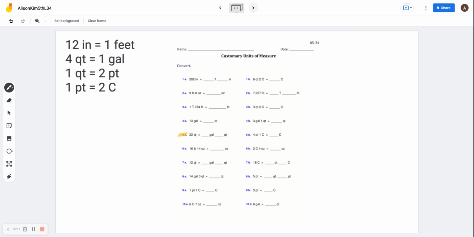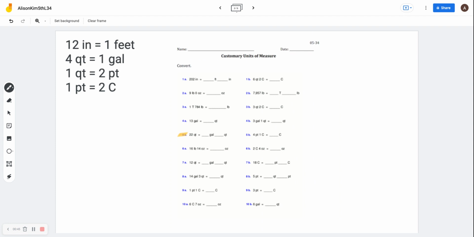So in this worksheet, I put up, I believe, almost all the conversions that you will need to know to finish this specific worksheet. As you can see here, 12 inches equals 1 foot, 4 quarts equals 1 gallon, 1 quart equals 2 pints, and 1 pint equals 2 cups. So let's do 5A. It says 22 quarts equals blank gallons and blank quarts.